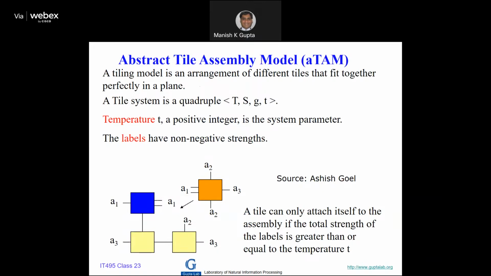So two conditions one has to keep in mind. Number one, edges should match: A2, A2, A3, A3, A1, A1, all those things. Second, the combined glue strength should be greater than or equal to the system temperature T. Then only a tile will attach to the assembly. So let me show you an example.